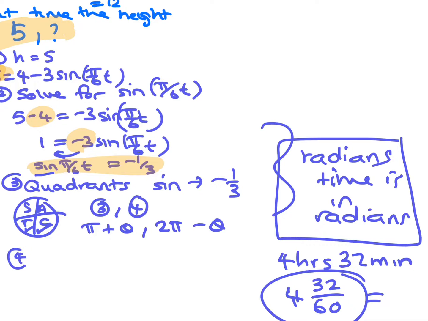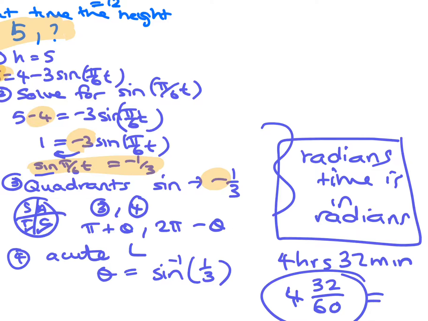Right, so I got the quadrants. Then I need to get the acute angle. So to get the acute angle, you go sine to the minus 1 of 1 on 3. Do you notice that I do not use the minus in front of the third? I just use 1/3 because by doing that, it puts it in the first quadrant. I want the acute angle theta in that first quadrant. I want that because if I have that in the first quadrant, then I'm able to take it away from pi or 2 pi or add it to pi. Okay, so you end up with 19 degrees 28 minutes.